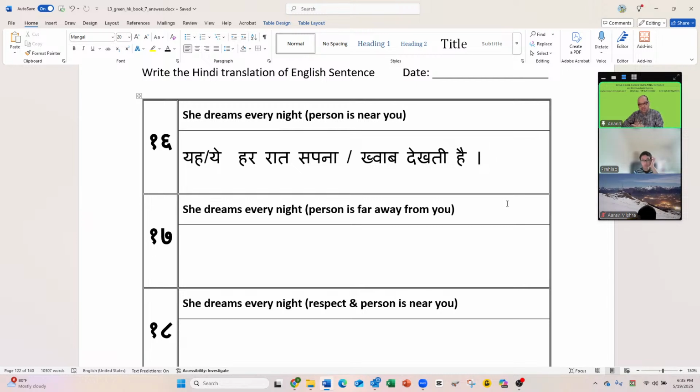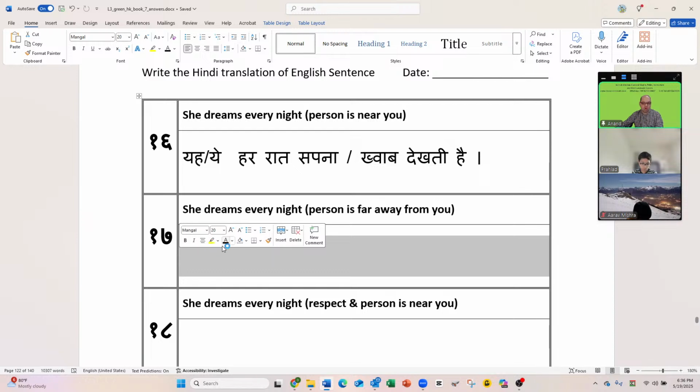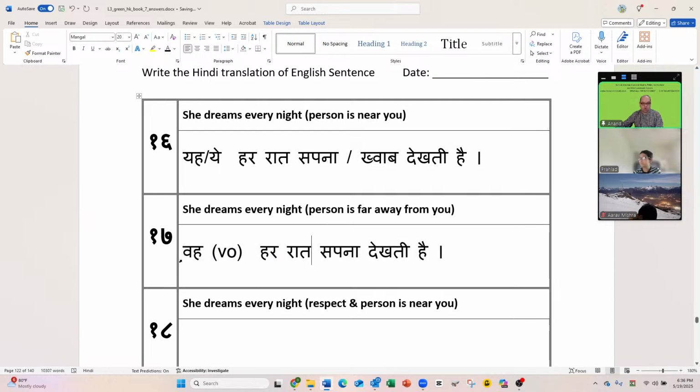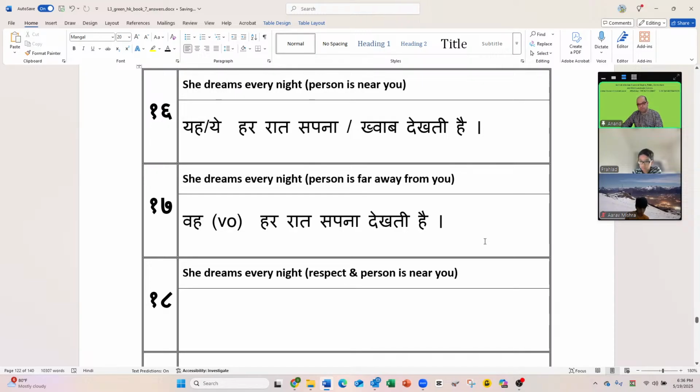Okay, Arav, let me know when you are finished writing. Okay, give me the next sentence. वो हर रात सपने को देखती है. Now you can drop off को. You don't have to say सपने को, say सपना देखती है. Simple. वो हर रात सपना देखती है. And we said वो because the person is far from you. This is written as वह, but we do not pronounce the ह. We just simply say वो. Come on, go and write it down.